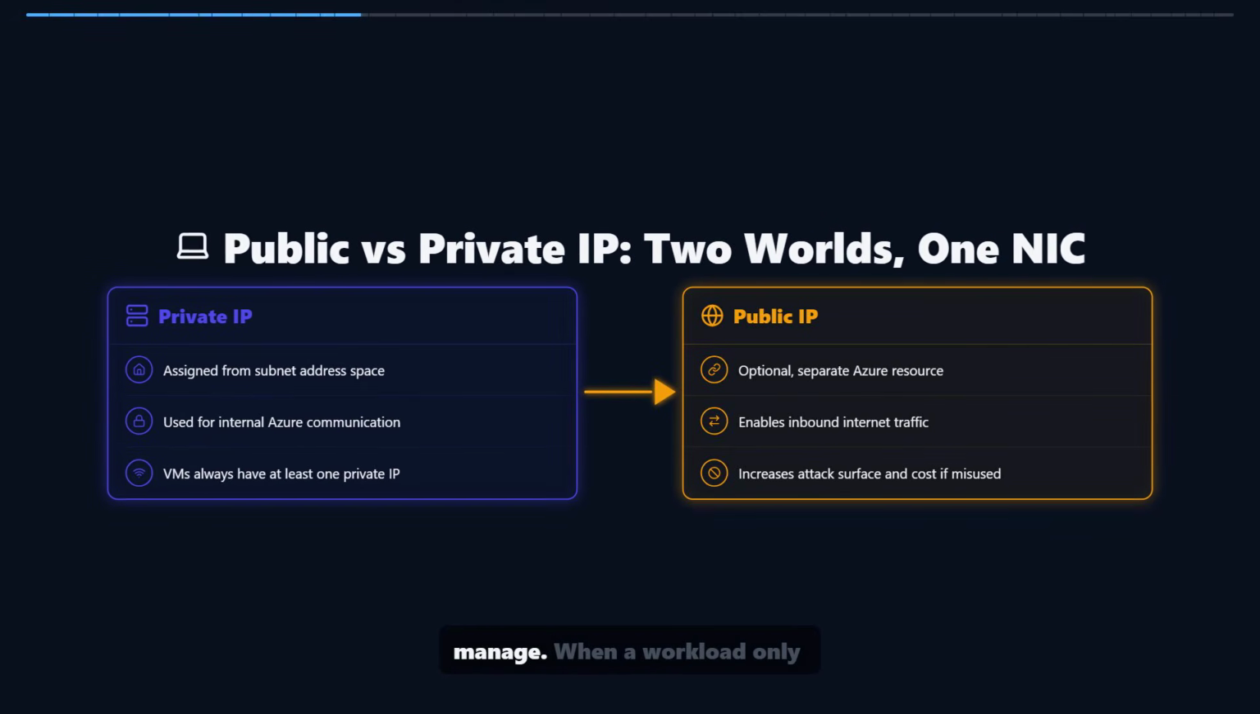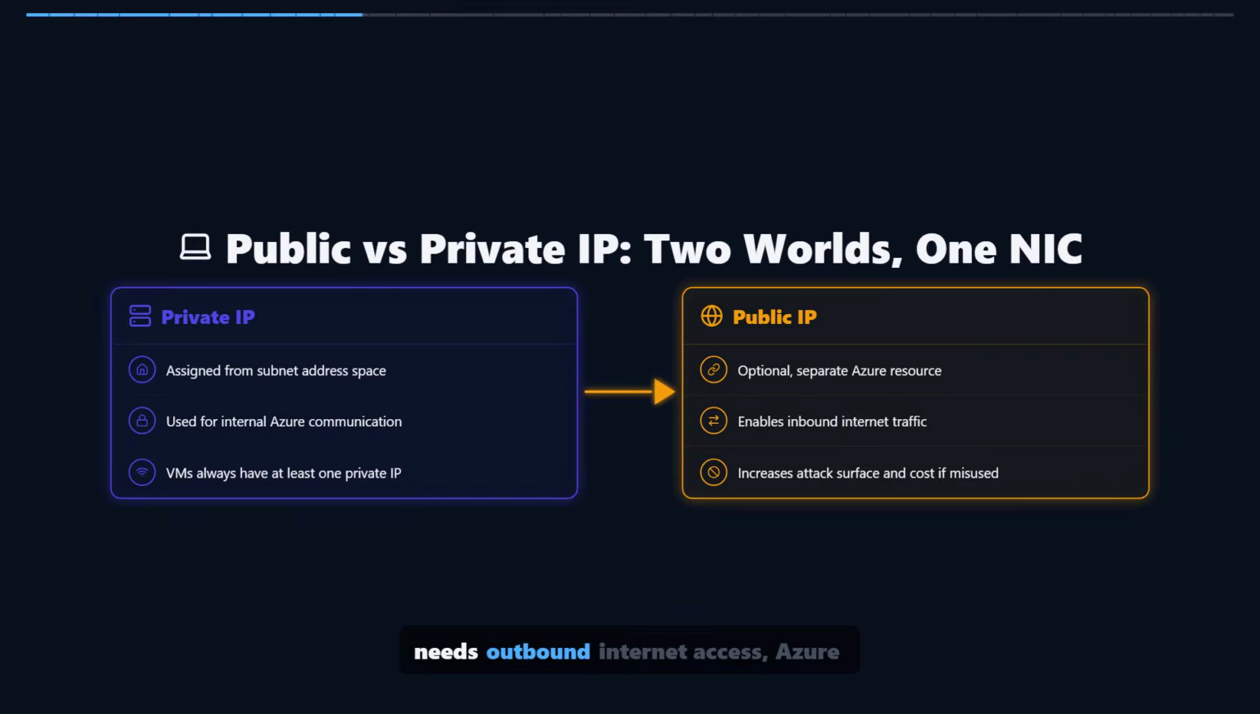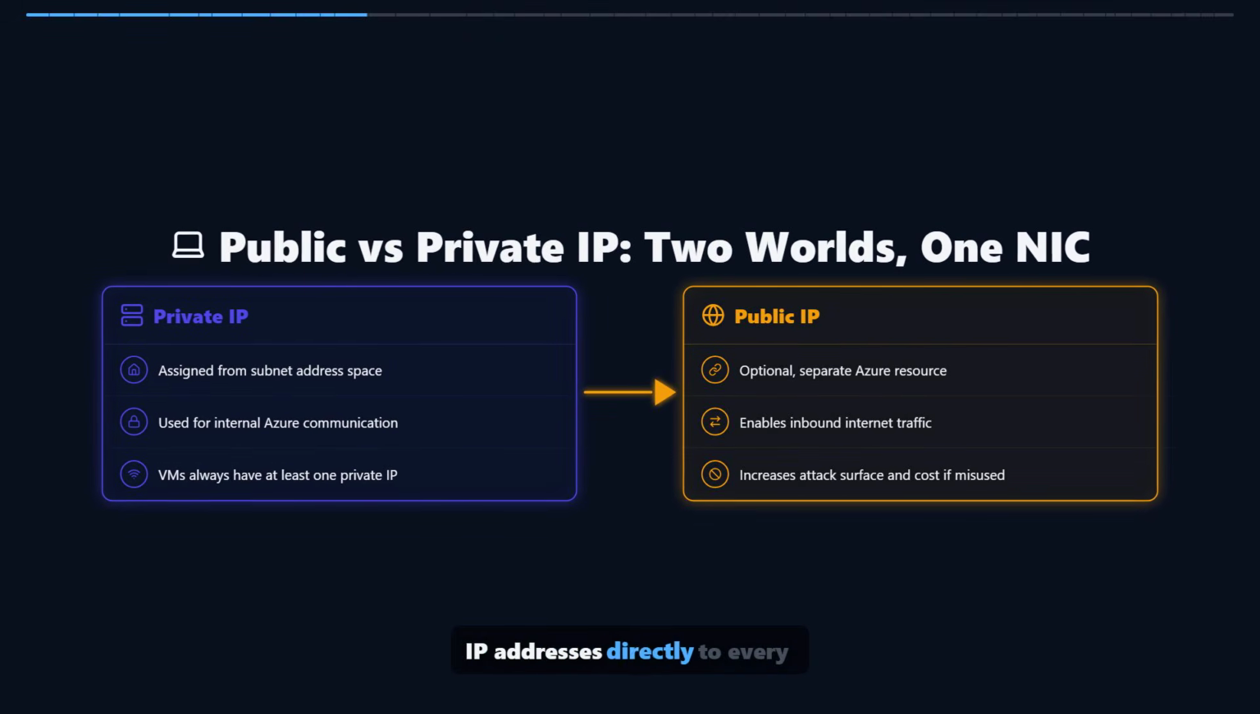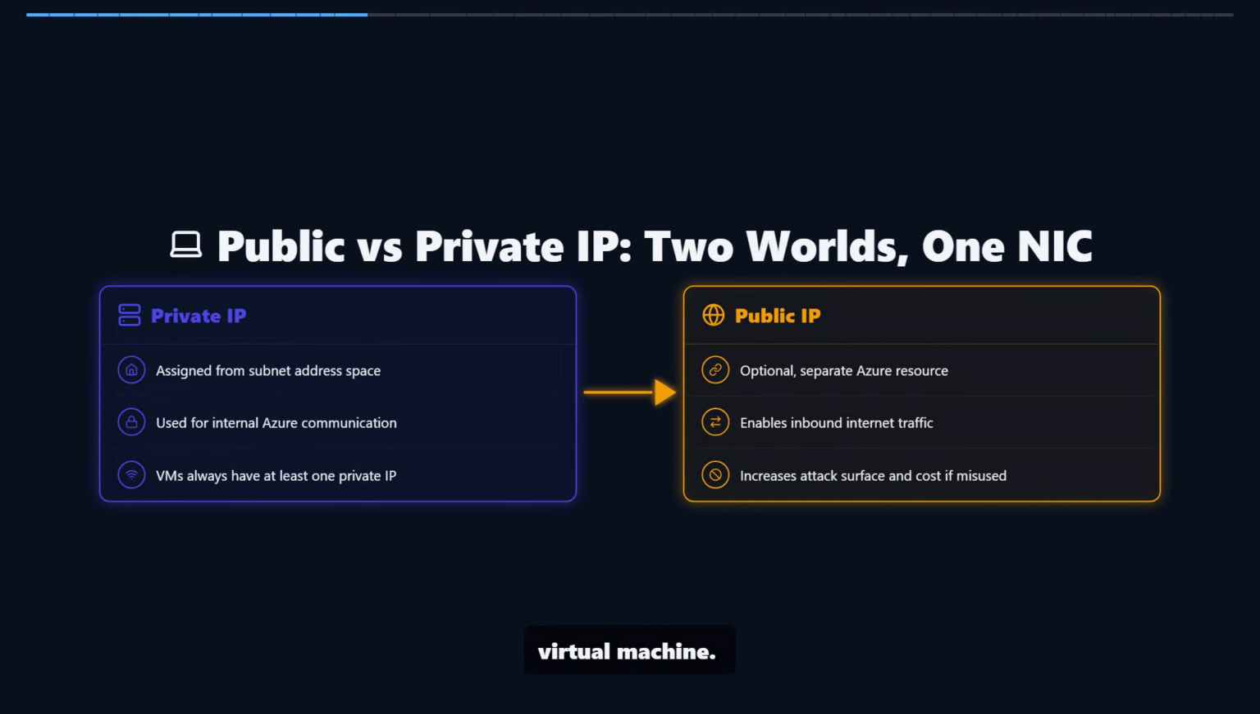manage. When a workload only needs outbound internet access, Azure NAT Gateway is usually a better solution than assigning public IP addresses directly to every virtual machine.